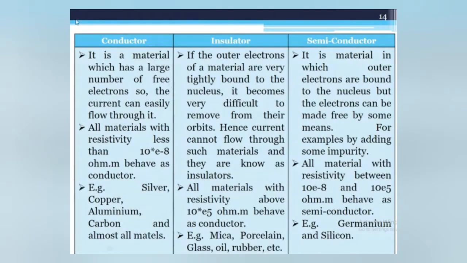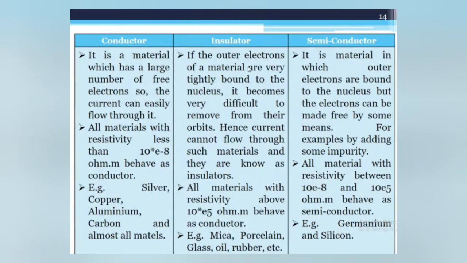Here the difference between insulator, conductor and semiconductor is given. Conductor: a material which has a large number of free electrons, so current can easily flow through it, is called a conducting material. Examples are silver, copper, aluminum, and all other metals. Insulator: if the outer electrons of a material are very tightly bound to the nucleus, it becomes very difficult to remove them from their orbits. Hence current cannot flow through such material, and they are known as insulators. Examples of insulating materials are mica, porcelain, glass, oil, and rubber.